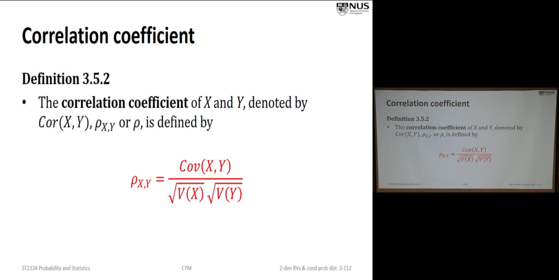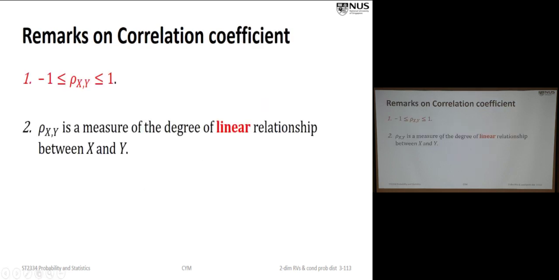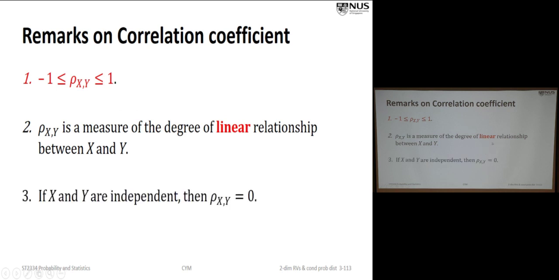So now I adjust by the standard deviation of x and the standard deviation of y, then this number, we call it the correlation coefficient, is between 1 and -1. So this is a very useful quantity to measure the degree of association between two random variables. So we measure the linear relationship between x and y. And if x, y are independent, then the covariance is equal to 0, which means that the correlation is equal to 0. Because now the numerator is 0, and your denominator is the standard deviation of x and standard deviation of y, they are non-zero. So the correlation is 0.